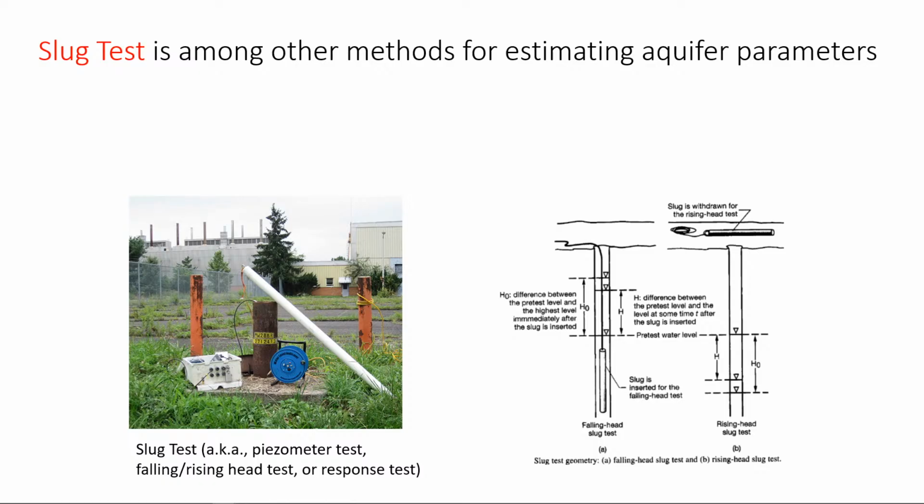If this is the case, a pumping test might not be feasible, because when you have this low hydraulic conductivity, it is too low to conduct a pumping test, since the water will not be flowing. In that case, a slug test would be useful.